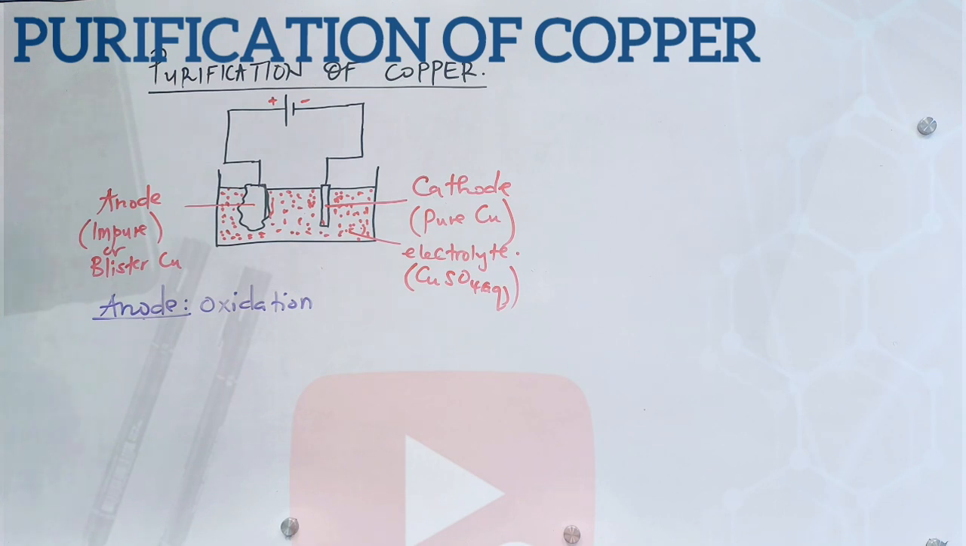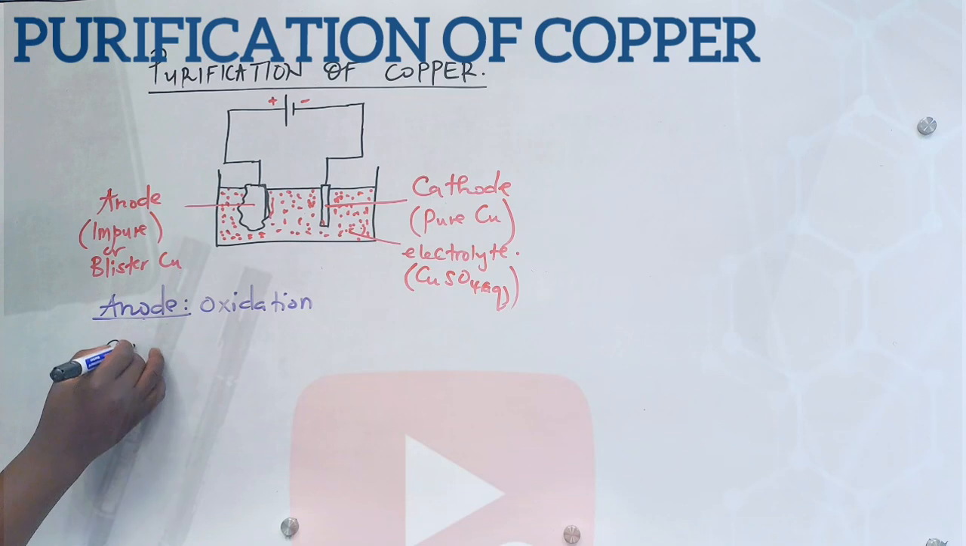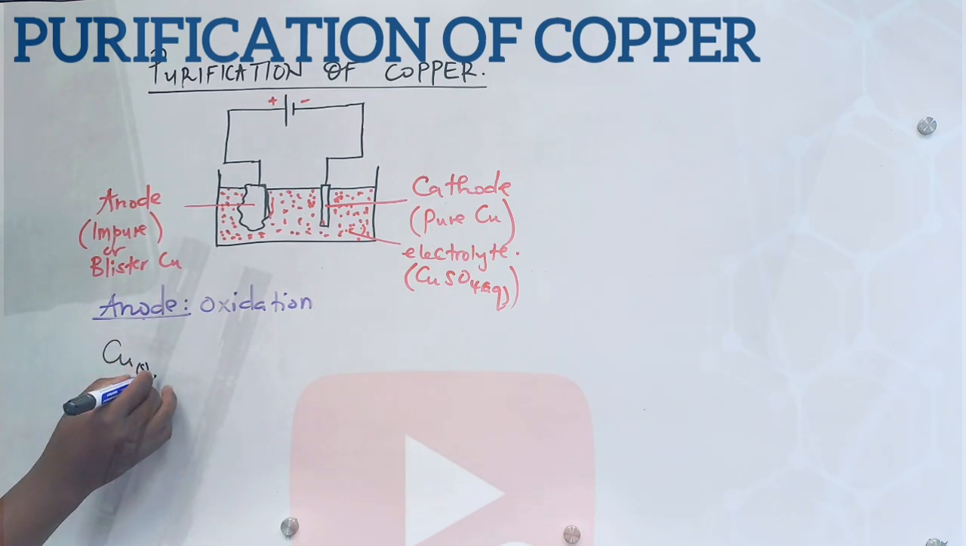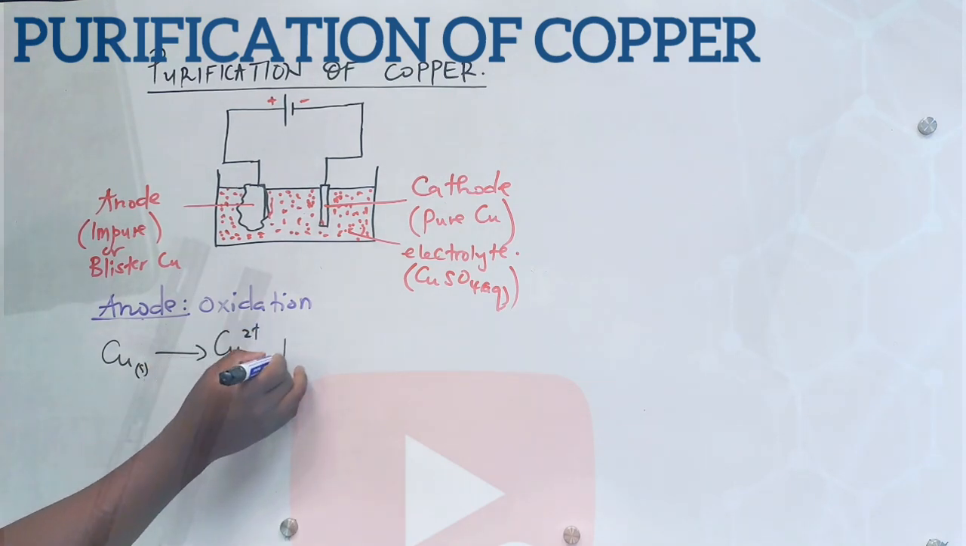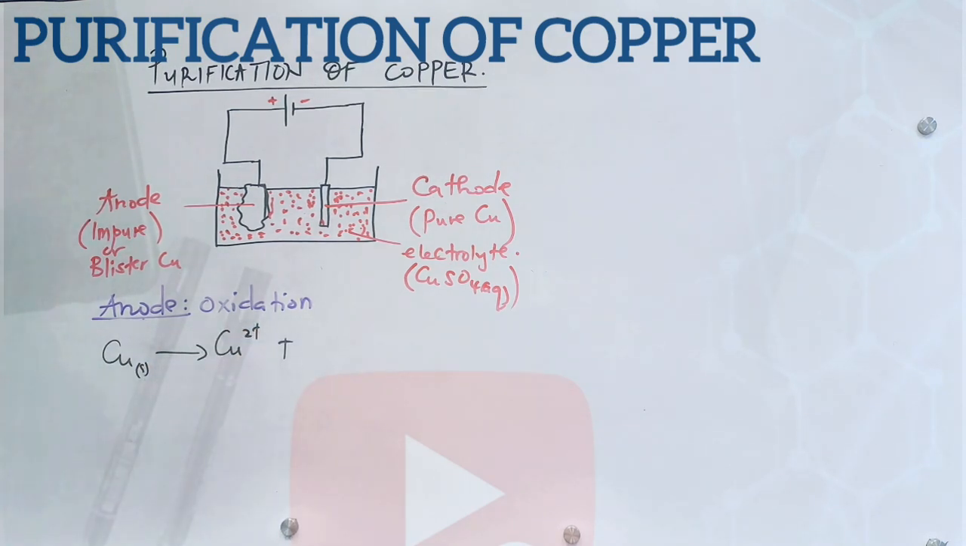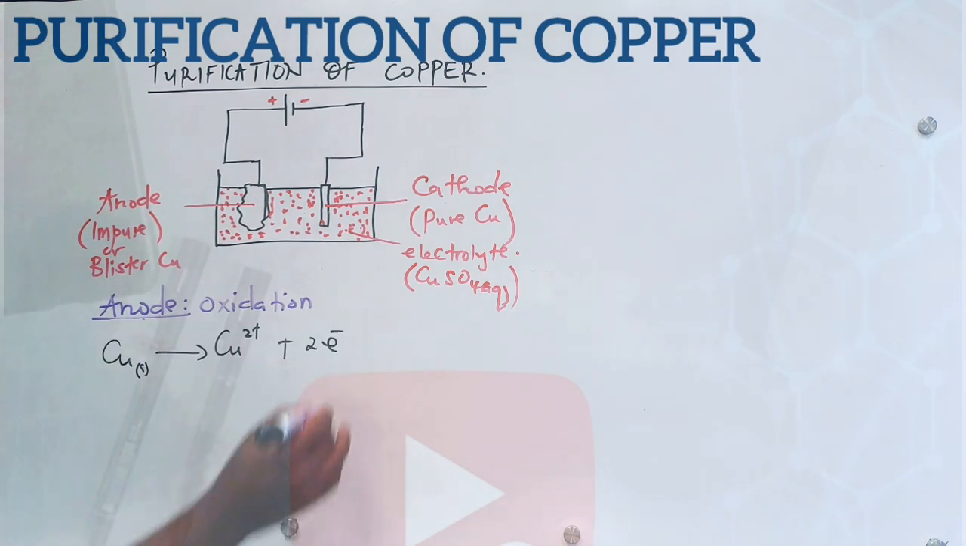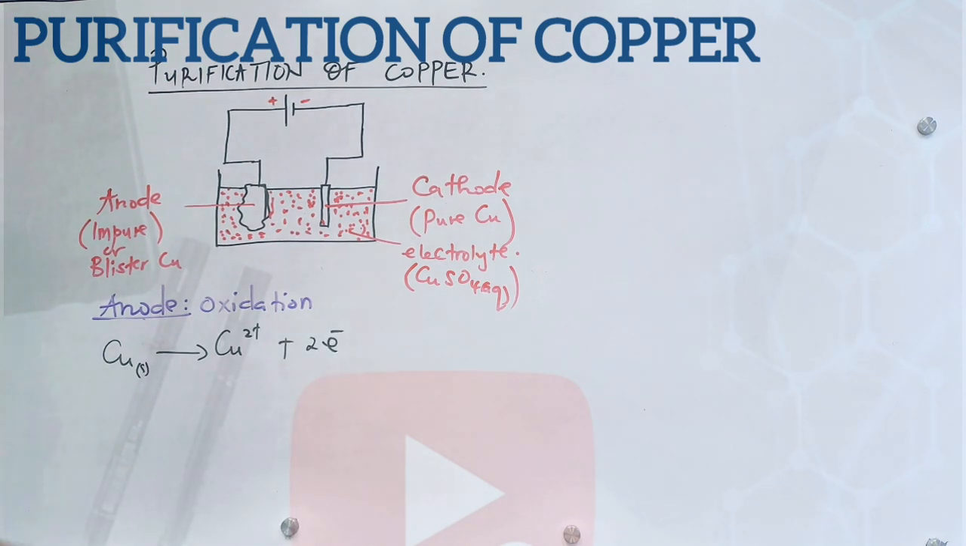So we need to show the half equation for the oxidation of copper. It's copper solid being oxidized to form copper ions, and oxidation is the loss of electrons. So 2 electrons will be lost. This is the half equation that is taking place at the anode.